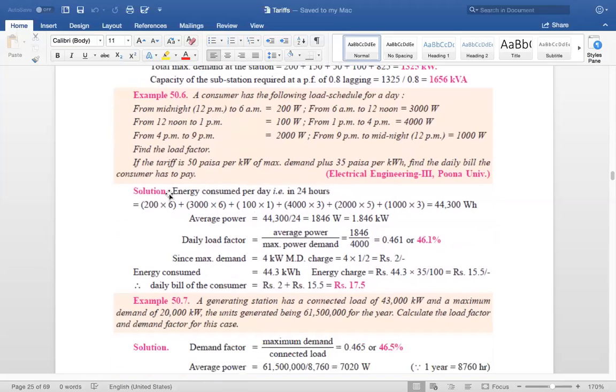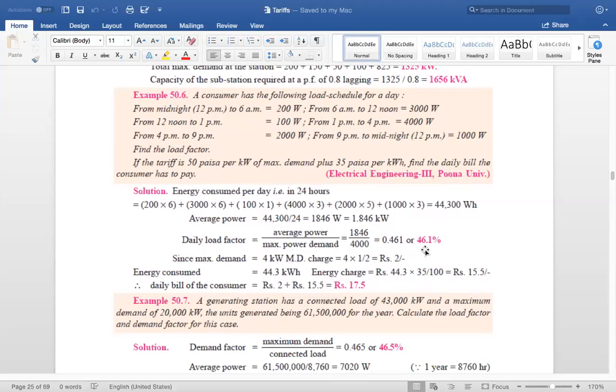So energy consumed per day in 24 hours is 200 times 6, plus 3,000 times 6 hours, plus 100 times 1 hour, and then 4,000 times 3 hours, and 2,000 times 5 hours, and then again 1,000 for 3 hours. That gives us 44,300 watt hours. Average power is 44,300 divided by 24. That gives us 1846 watts. The daily load factor, average power divided by the maximum demand, is 1846 divided by the maximum demand of 4,000, which is 46.1%.